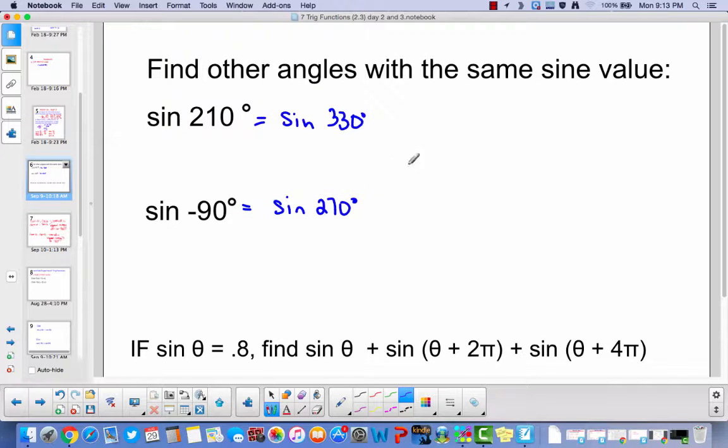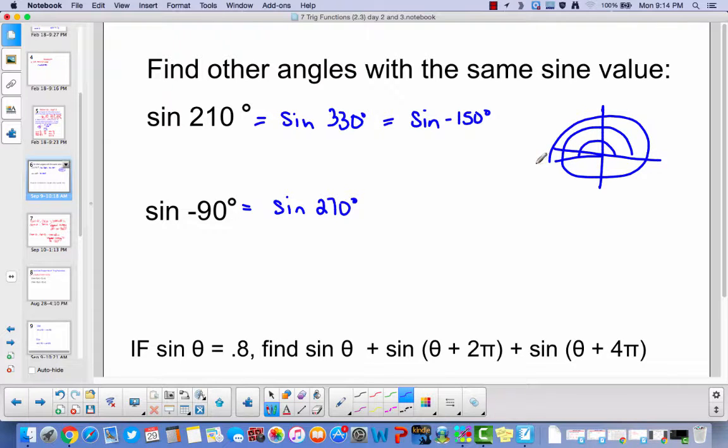Are there any other ways to write these angles? We could write the sine of 210 as the sine of negative 150. Remember, we can also, here's my sine of 210 degrees. I could go around the circle one time and stop back there. Has that sine value changed at all? No. So it is the same as the sine of 210 plus 360, which would be the sine of 570. I could go around again. Same thing with the 330. Let's get rid of this picture here just a second.